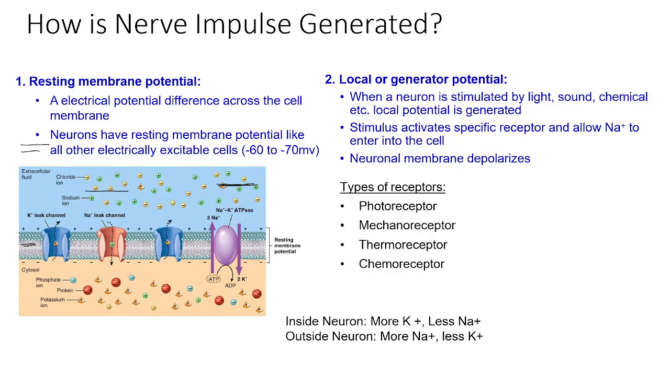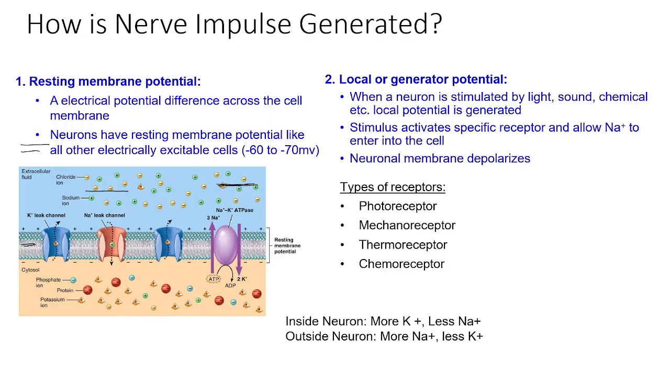Now, how is a nerve impulse generated? That's a very interesting question. The resting membrane potential is the electrical potential difference across the cell membrane. Neurons have a resting membrane potential like all other electrically excitable cells, around minus 60 to minus 70 millivolts. The local or generator potential is generated when a neuron is stimulated by light, sound, or other stimuli.